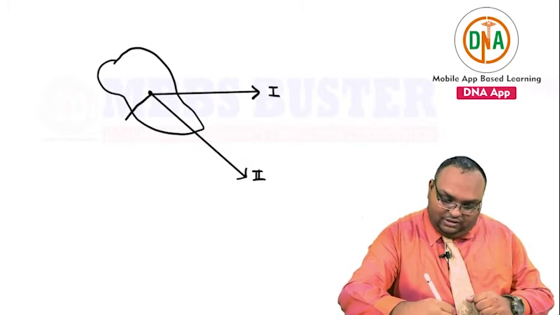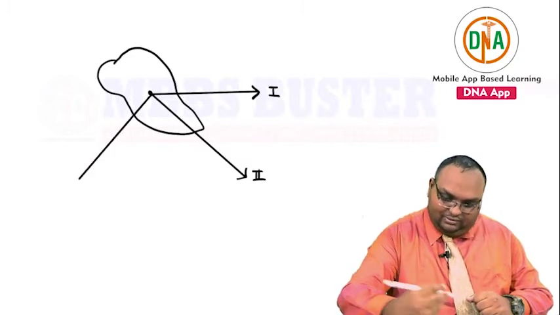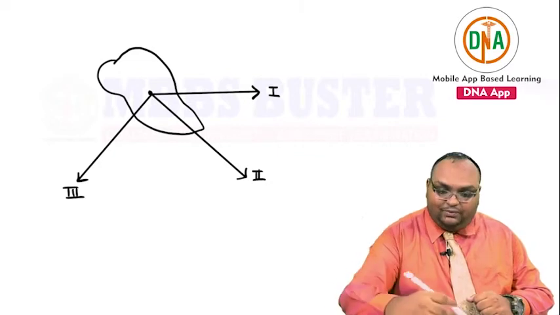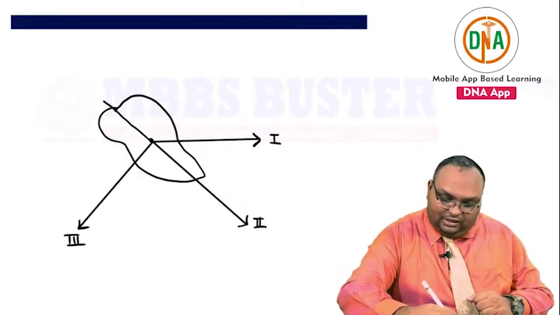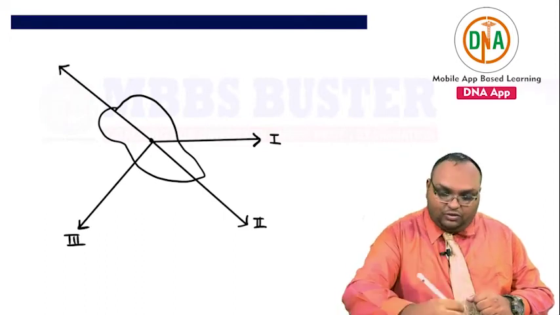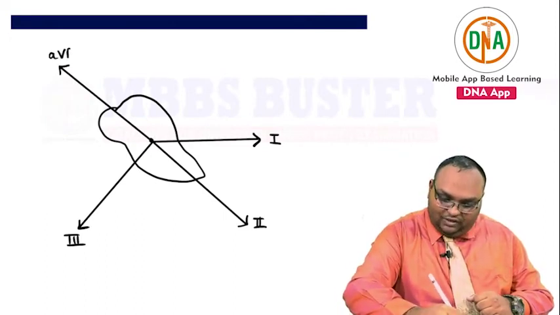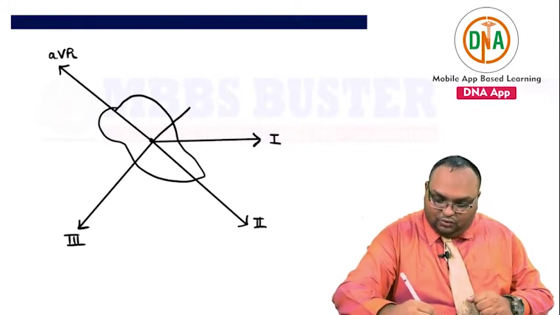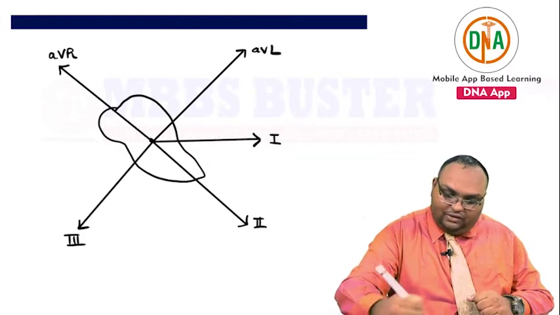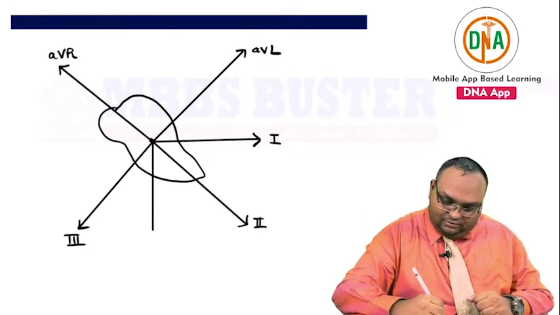The direction of lead 3 is exactly on the opposite side, like lead 2, right? Then you have the AVR lead, which is exactly parallel and opposite to lead 2. Parallel and opposite to lead 3, you have the AVL lead, and vertically downwards you have the AVF lead, right?